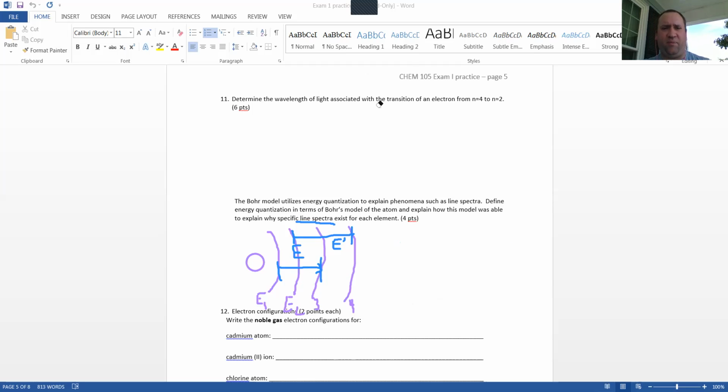No, that's fine. What we would see is that individual elements are going to have different line spectra because the energy gaps between their energy levels are going to be slightly different from each other. So what we see here for hydrogen might be completely different for sodium.